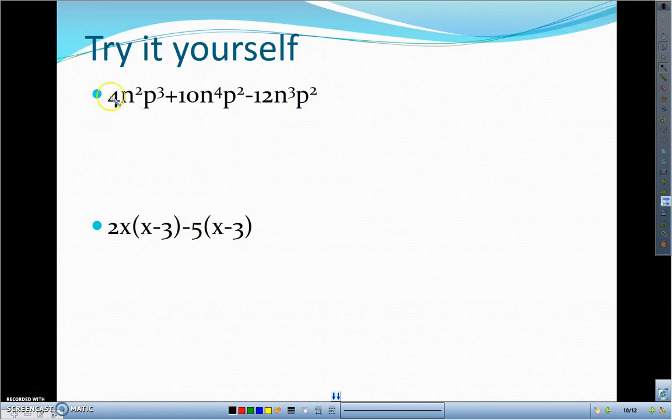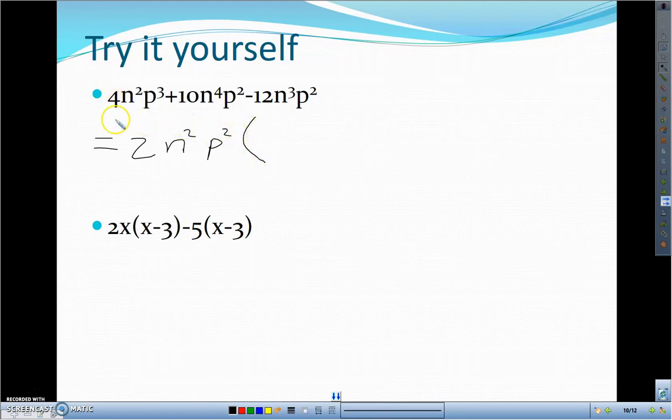Okay. Now that you've had a moment to pause and take a look at how to do these, we're going to take it up. We've got the 4, the 10, and the 12. The greatest common factor between all of those would be 2. We've got 2 n's, 4 n's, 3 n's. The lowest exponent is the 2. I've got 2 n's that I can take out. I've got p3, p2, and p2. I can take out p squared. And that's as much as I can take out, so this is the greatest common factor.